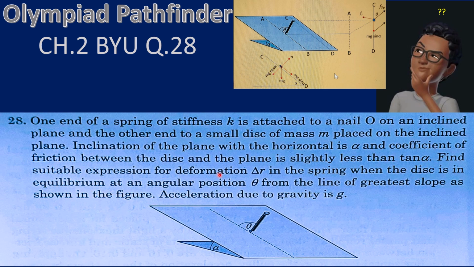Find a suitable expression for the deformation delta R in the spring when the disk is in equilibrium at an angular position theta from the line of greatest slope. This is the line of greatest slope, as shown in the figure. Acceleration due to gravity is to be taken as g. Let us solve this question.